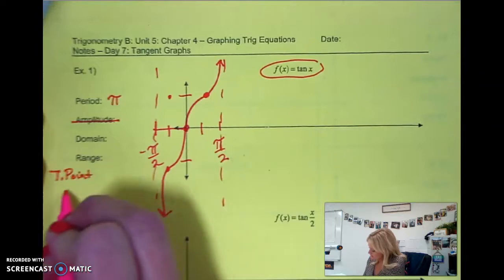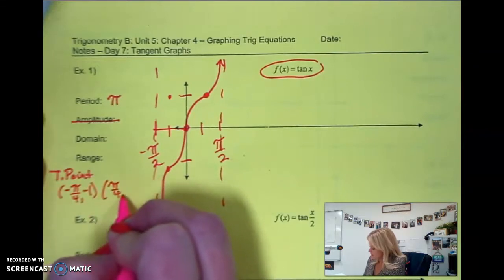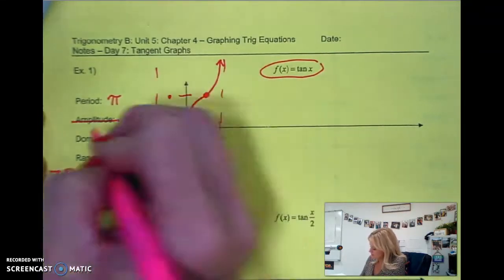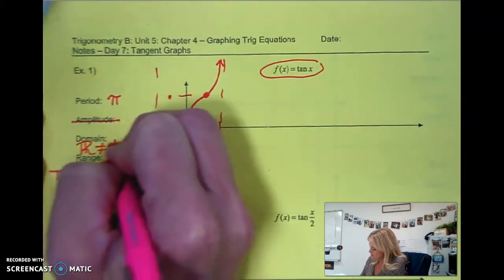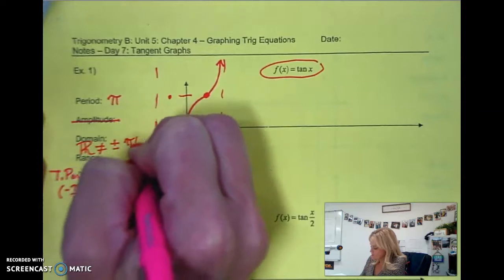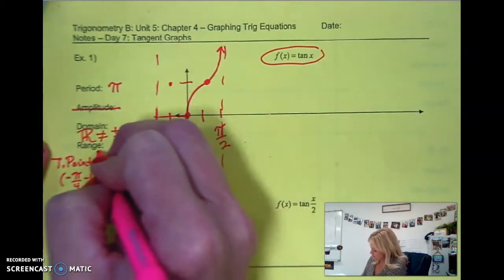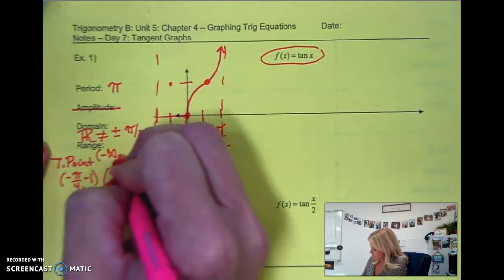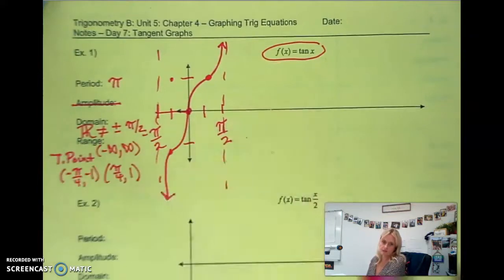And those happen right now at negative pi over 4, negative 1, and positive pi over 4, positive 1. My domain is all real numbers except for positive and negative pi over 2, or you can list it like I did earlier with negative infinity to positive infinity, except for half a pi, and there is my range. Okay?